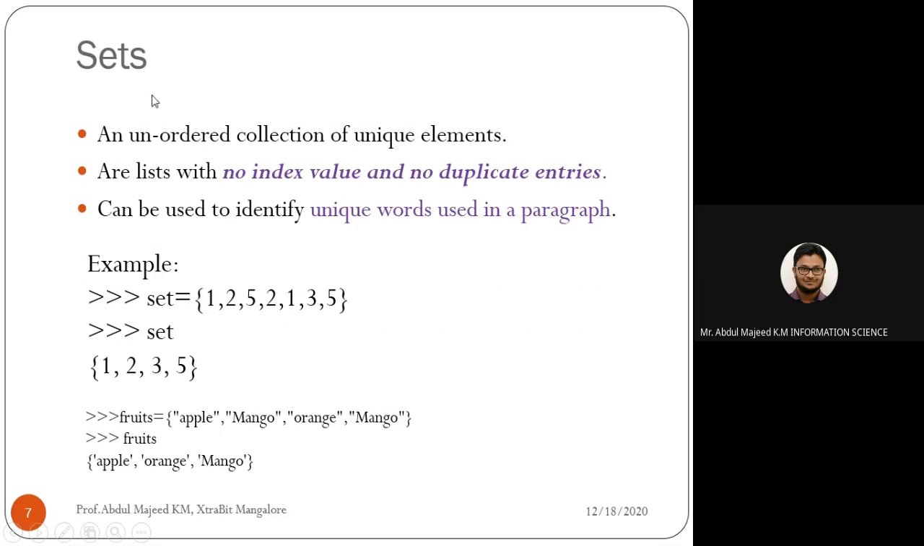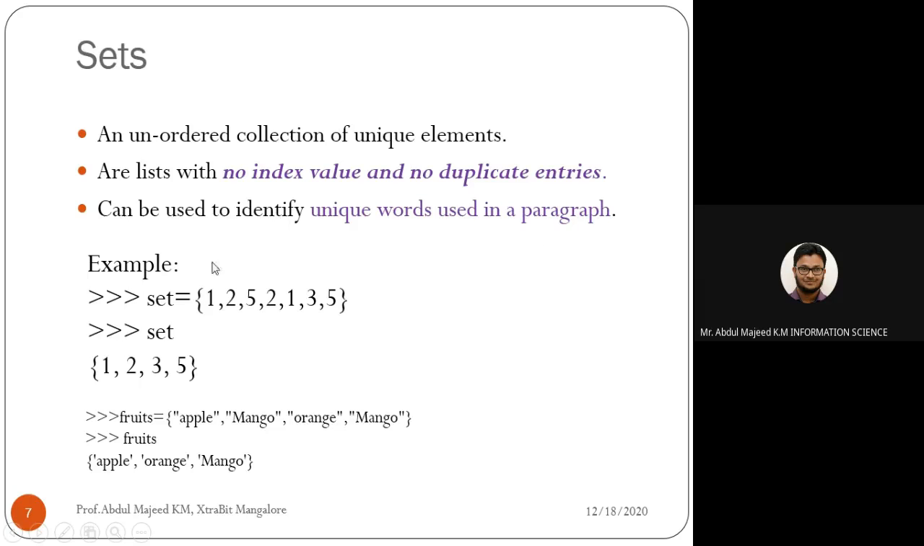Then another data structure is sets. A set is an unordered collection of unique elements. We can also say sets are a list with no index value and no duplicate values. So with no index value and no duplicate values, a set can be used to identify unique words used in a paragraph. What is the use of sets? One use of a set is to identify unique words used in a paragraph.